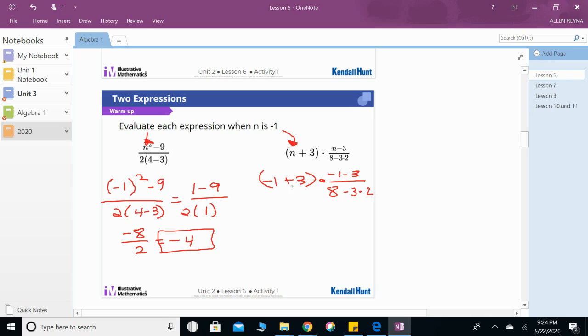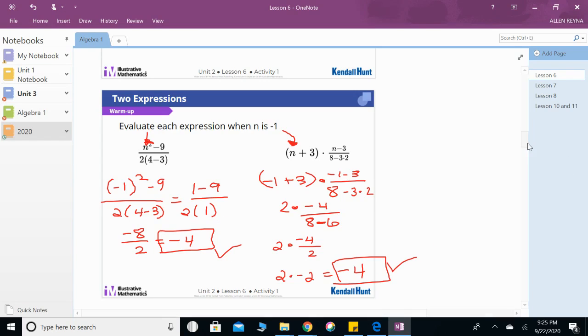Okay, so again, parentheses first, -1 plus 3 is 2. And then up top, we have -4. And on bottom, we have to multiply first. That gives us 6. Okay, so we get 2 times -4 over, take away 2, it's 2, then we divide. That's -2. And 2 times 2 is 4. 1 positive, 1 negative, so good, -4. Yay, they were the same.